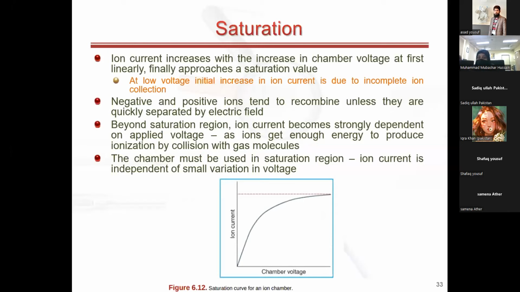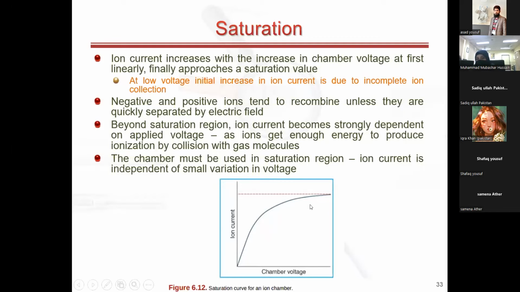There is a term called saturation when we are talking about ion collection. As we increase the chamber voltage, ion current is increased. At low voltage, the initial increase in ion current is due to incomplete ion collection. As chamber voltage is increased, ion collection is increased and ion current is also increased. Because at lower voltage, negative and positive ions tend to recombine unless they are quickly separated by the electric field due to this chamber voltage.